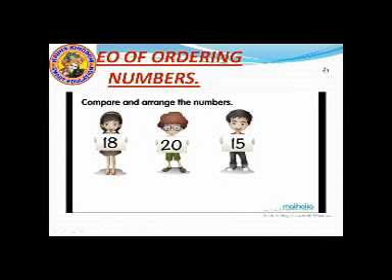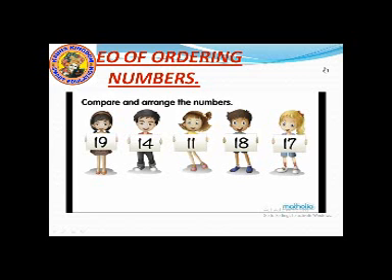Compare and arrange the numbers. Let's arrange the numbers from the greatest to the smallest. 20 is greater than 18 and also greater than 15, so 20 is the greatest number. Let's compare the other two numbers. 18 is greater than 15. From greatest to smallest, the numbers are 20, 18, and 15.